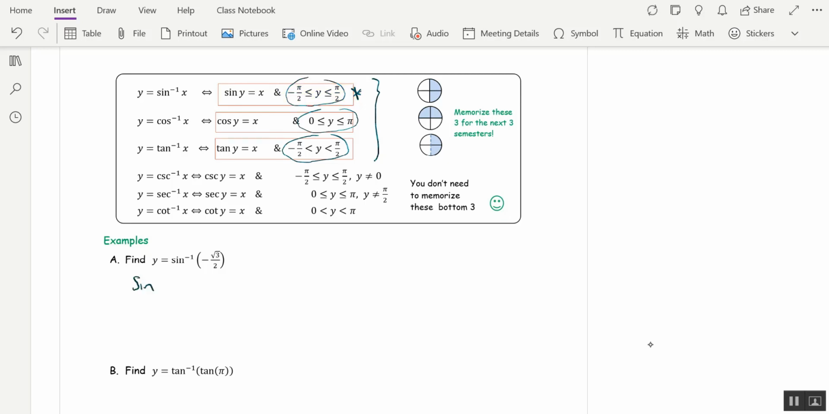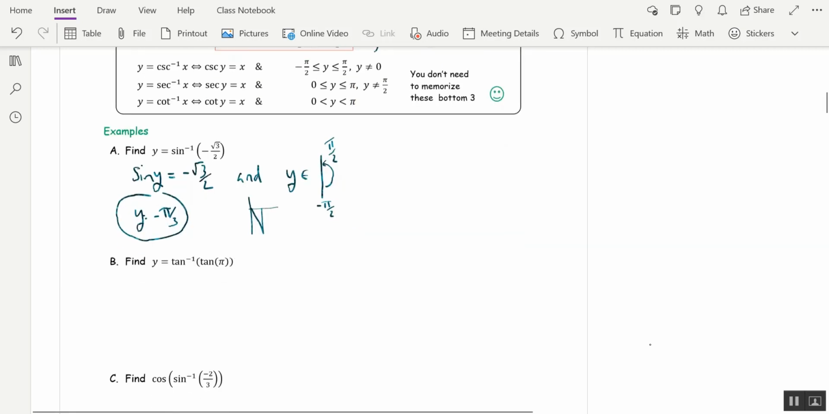So let's change this. Let's take sine of both sides. Sine of y equals negative root 3 over 2, and y is in the interval from negative pi over 2 to pi over 2. So literally what I did is I just used the red box up here. I transformed the statement into sine y equals x, and then I stated the interval that y must be in. Okay, so now it just comes down to knowing your unit circle. If sine of y is negative root 3 over 2, then y is down here, and that's going to be y equals negative pi over 3.